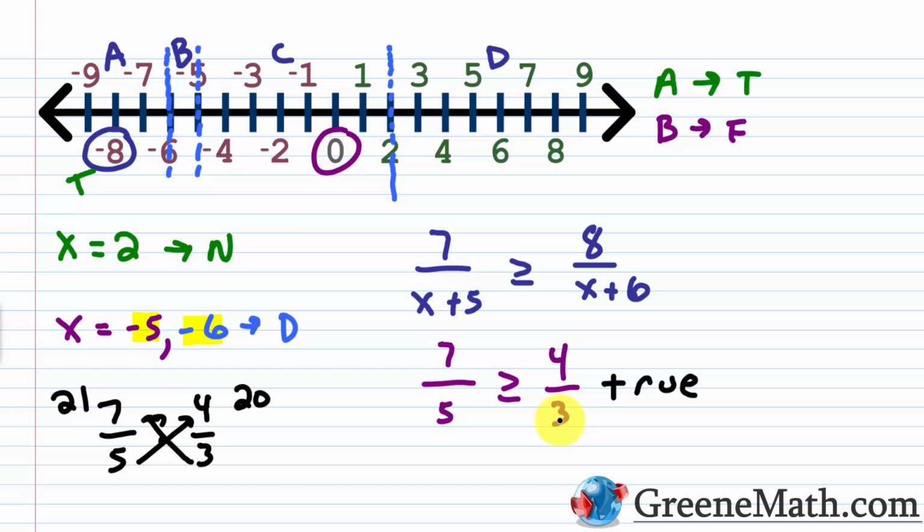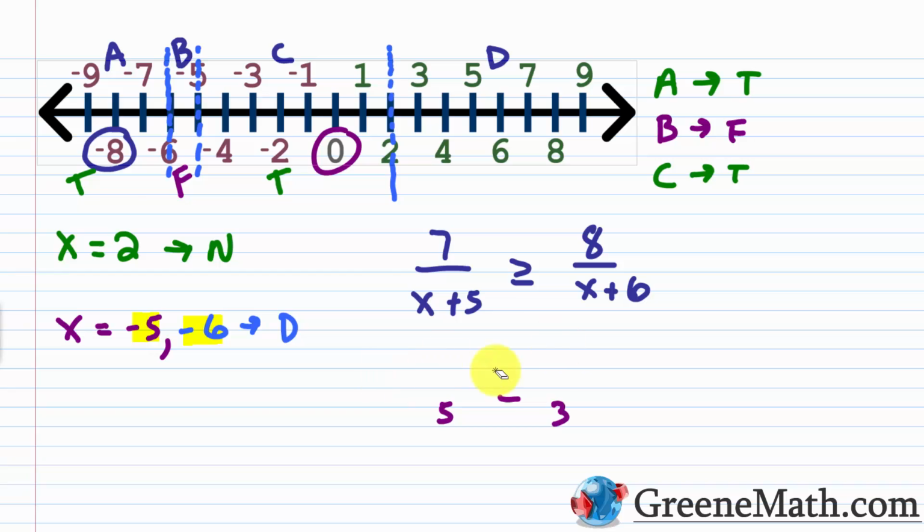7/5 is greater than 4/3. So for interval C, we can say that it's true again, right? So let me put a T here. And I forgot to put an F here, but let's go ahead and put that in now. Okay, so now we just have interval D left. So let's go ahead and check that.